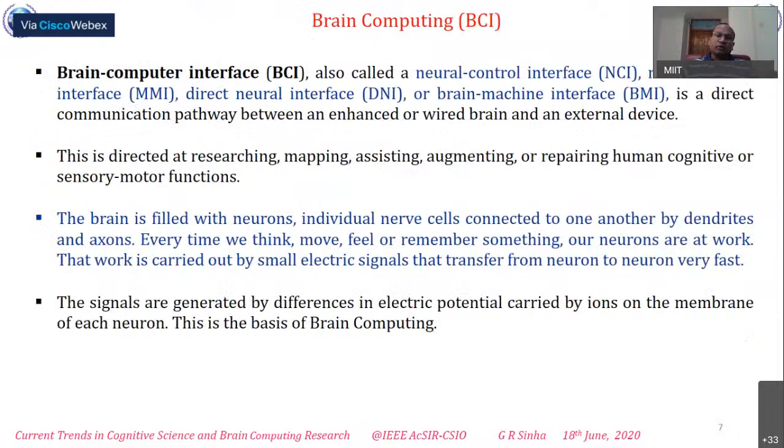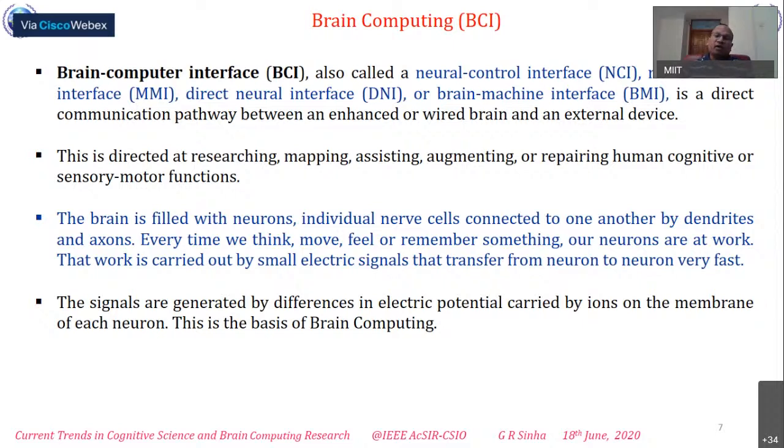The next one is brain computing. Brain computing is actually the brain computer interface, because when we want to compute something from the signal coming from the brain, we have to interface with a machine, with the computer. So this area is also called the brain computer interface. It is also referred to as neural control interface, mind machine interface, direct neural interface, brain machine interface, etc. It's a direct communication between an enhanced or wired brain and an external device.